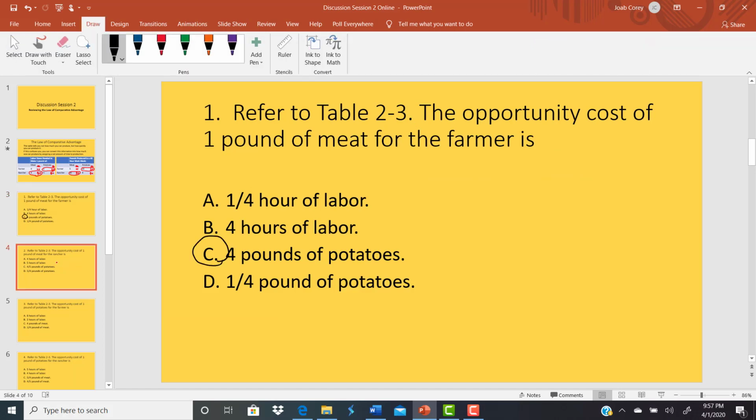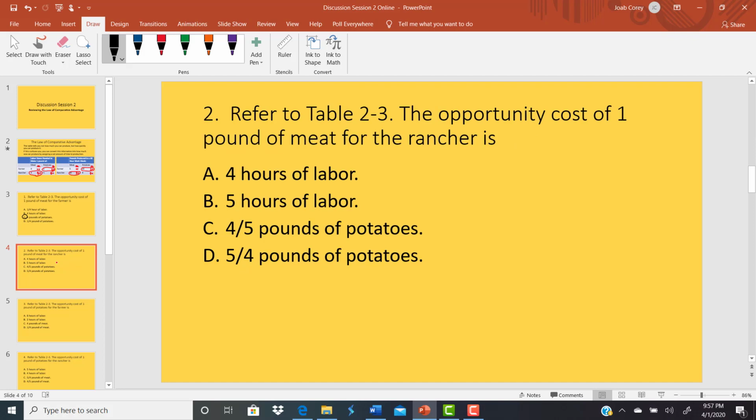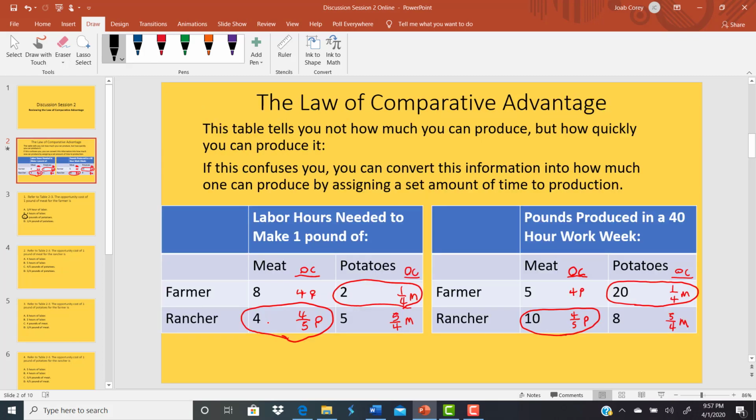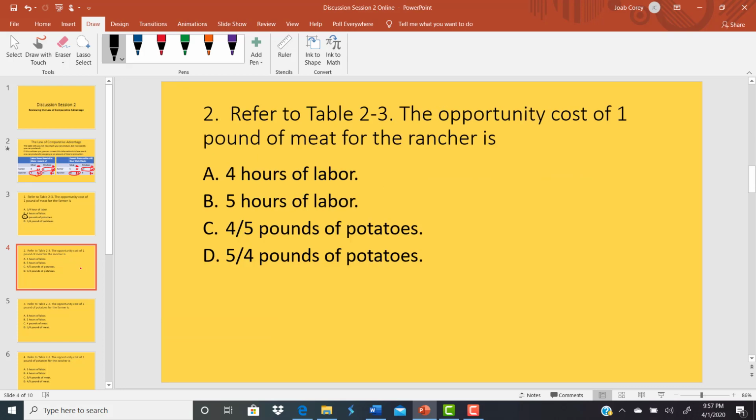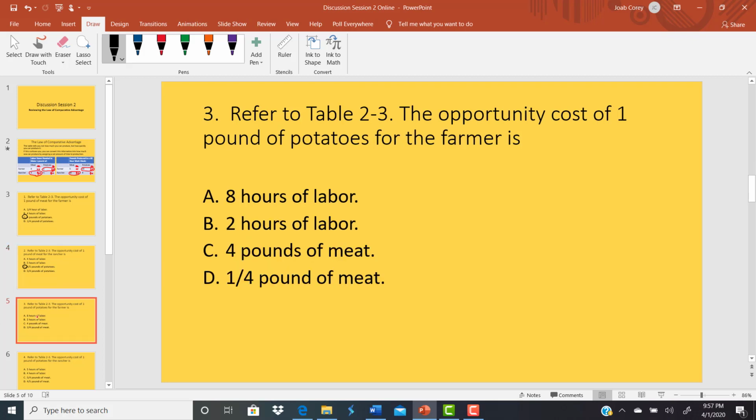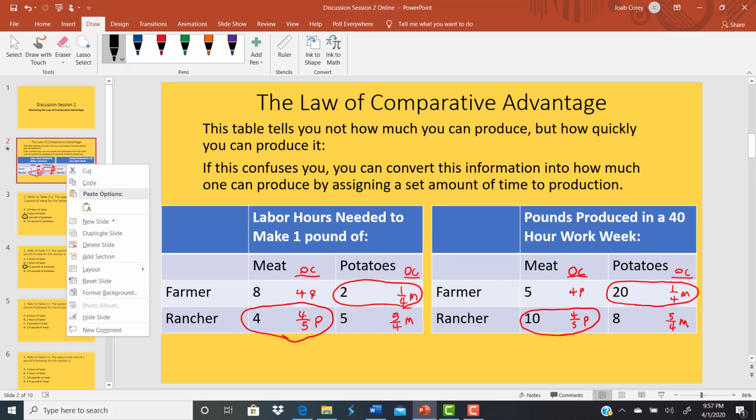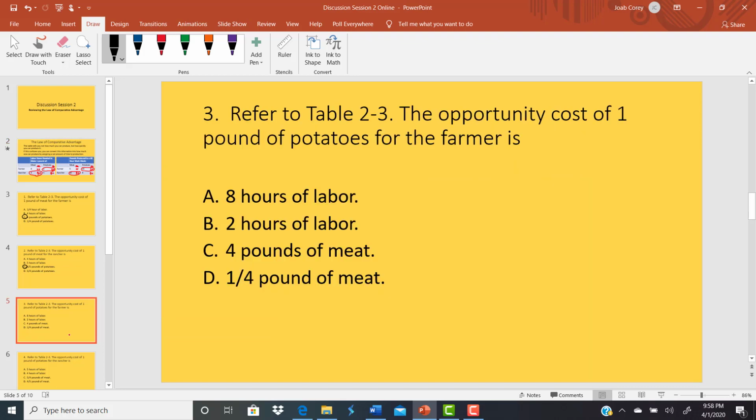For the next question, it says, what is the opportunity cost of 1 pound of meat for the rancher? Looking at this table, whenever the rancher is producing meat, they're giving up 4/5 of a pound of potatoes. So 4/5 is the answer you are looking for there. The next question says the opportunity cost of 1 pound of potatoes for the farmer is. Going back to this table, now we're looking at the farmer. What is the opportunity cost of producing potatoes? Well, it's 1/4 a pound of meat. So going back to this question, 1/4 a pound of meat is the answer you're looking for.